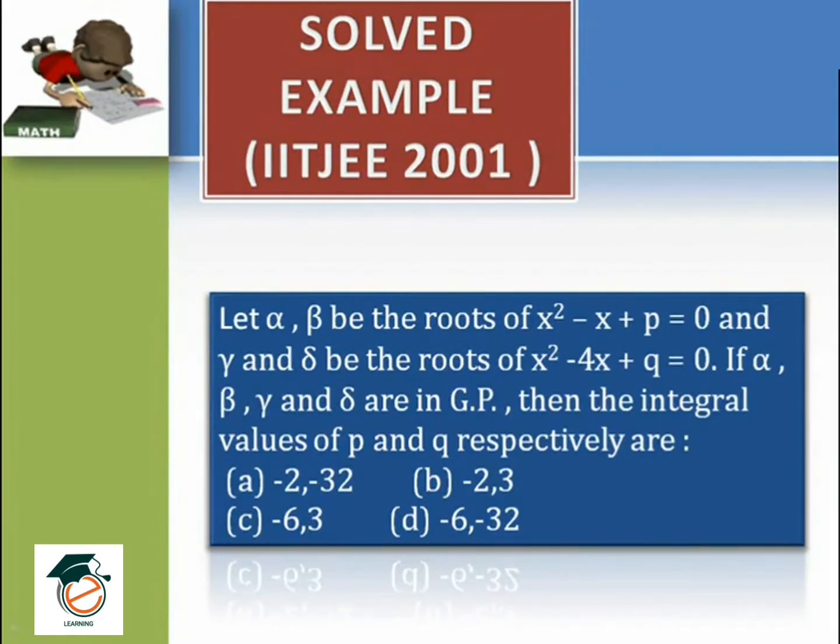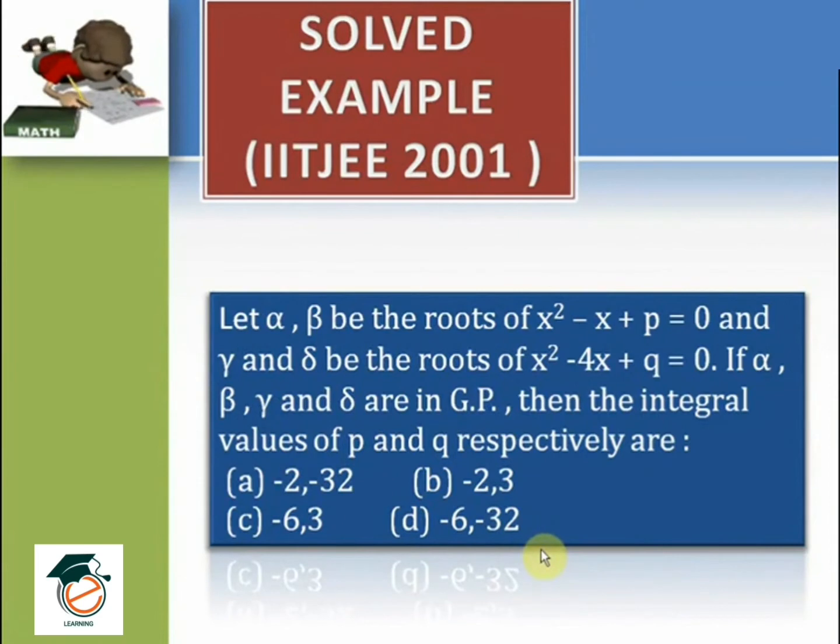Let's try to solve one more IIT problem, and this problem appeared in 2001. It says that let alpha, beta be the roots of x square minus x plus p equal to 0 and gamma and delta be the roots of x square minus 4x plus q equal to 0. If alpha, beta, gamma and delta are in GP, that is geometric progression, then the integral values of p and q respectively are: option A is minus 2, minus 32; option B is minus 2, 3; option C is minus 6, 3; and option D is minus 6, minus 32.